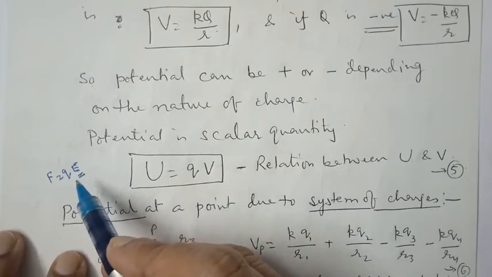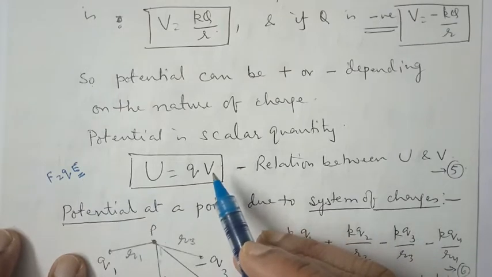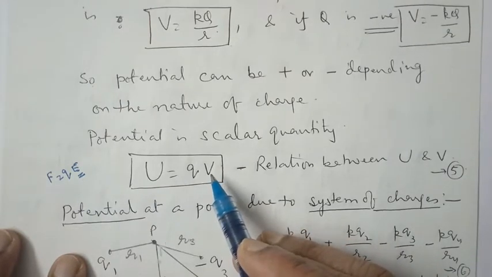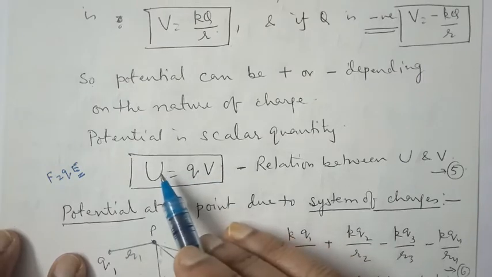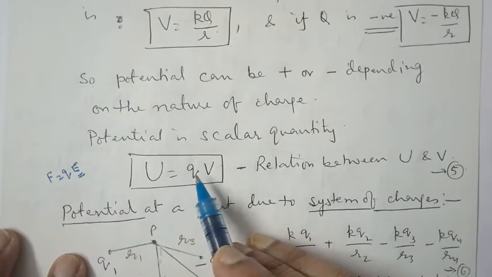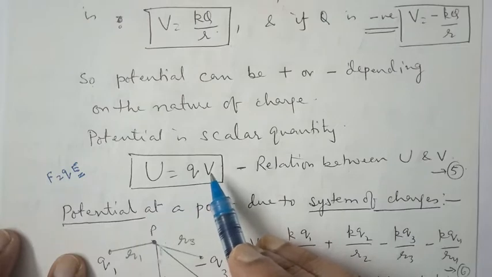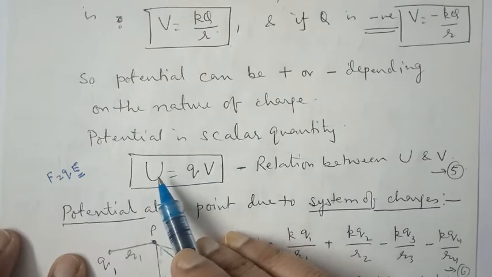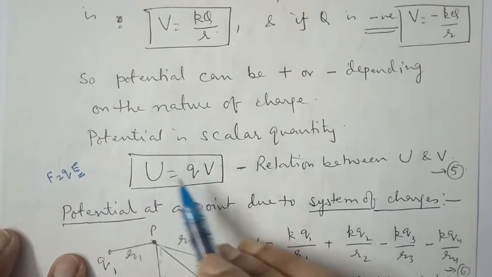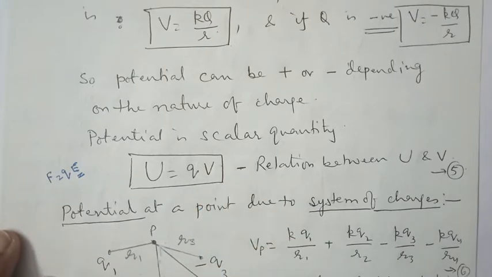Exactly the same way, whether it is a system of charge, whether it is a point charge, whatever it is, if the system has got a potential V, then a charge Q, when it moves under this potential difference or potential, will attain the potential energy given by QV.